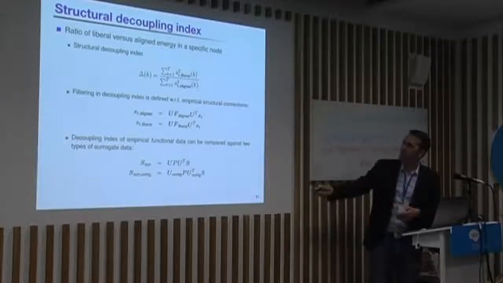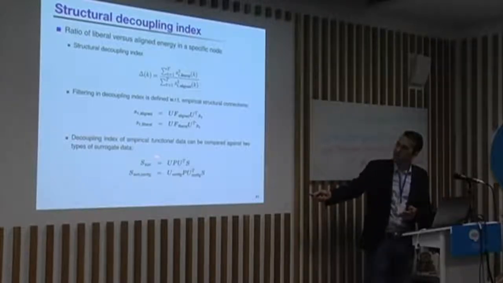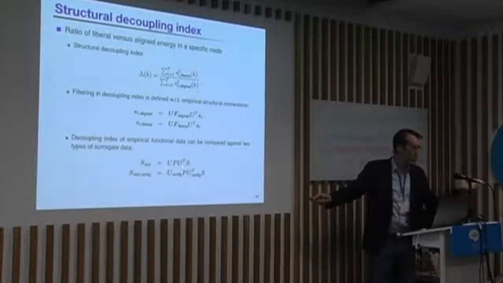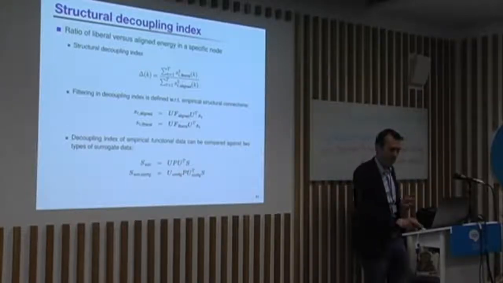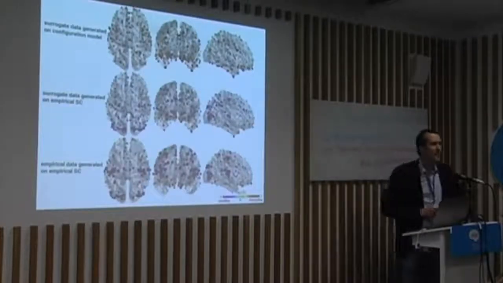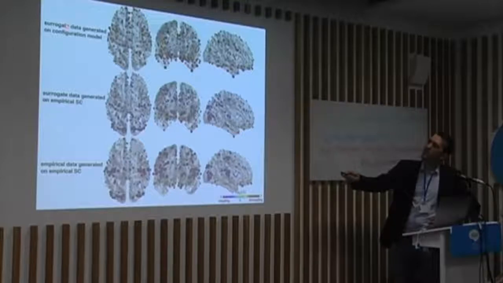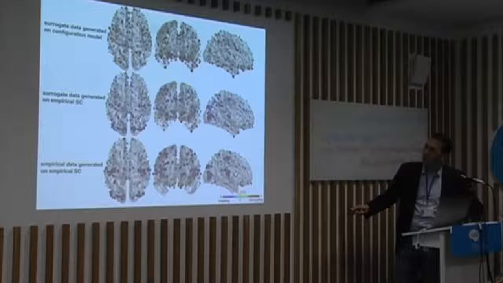And then you can compute it for empirical data, but you can also compute it for surrogate data on the empirical connectome or for surrogate data on the configuration model, derived from the empirical connectome. And this is what you get. So here we start again with the surrogate data generated on the configuration model, and they're all in the same color range. So this is the logarithm of the decoupling index. So 1 means a doubling of decoupling energy, so decoupled, and -1 means half, so coupled between function and structure. So what you see here is that this is very red.